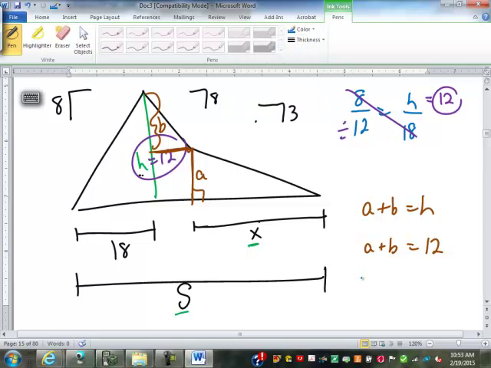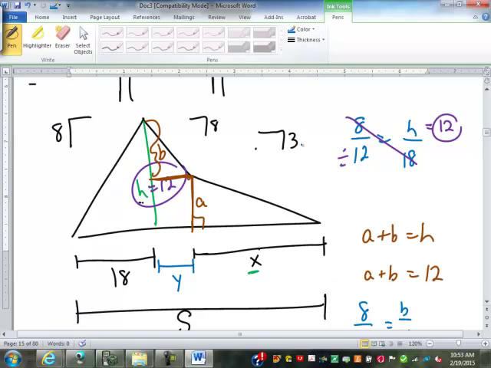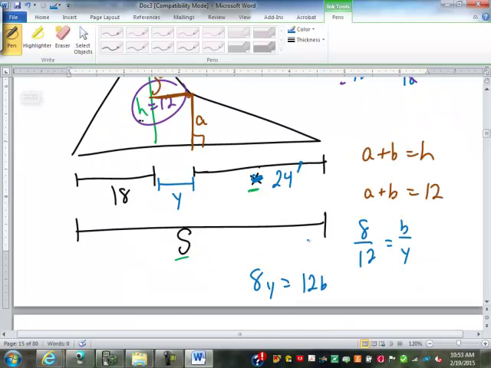I know that 8 over 12 is equal to, and I'm going to have to label this here as Y, that 8 over 12 equals B over Y. I may need to give you one more number here. So that means 8Y equals 12B. I'm going to give you that X here is 24 feet. So 8Y equals 12B.